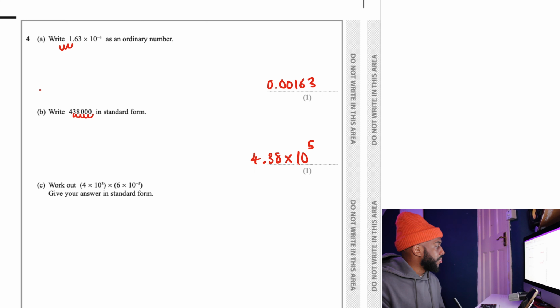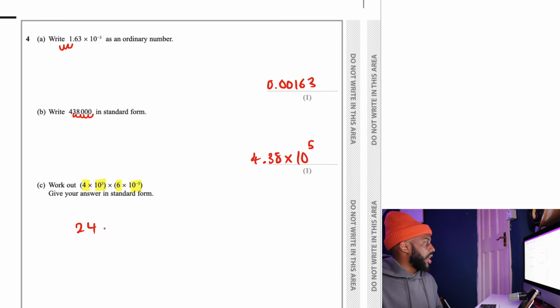So in part C, we start off by timesing these numbers on the left together. So 4 times 6, giving us 24. And then we move on and times the 10 to the power of 3 and the 10 to the power of minus 5. And when multiplying these out, we add the indices together. So we get 10 to the minus 2.